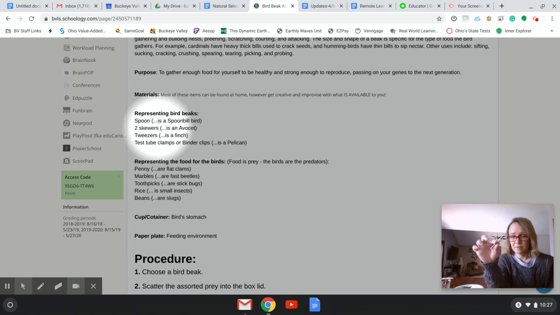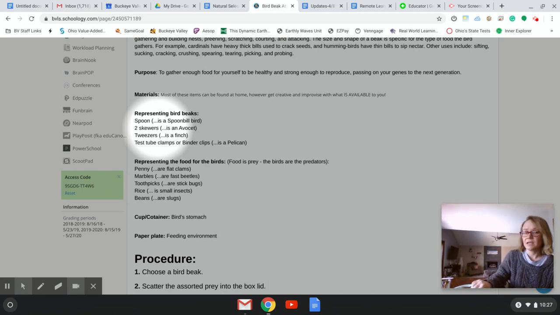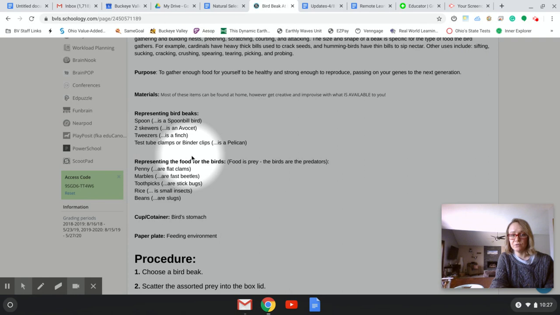Tweezers. Maybe go into the bathroom, or if you have a first aid kit, see if you can get some tweezers. These are for a finch. And then the lab would call for test tube clamps, which I do not have at home. They are at school. But maybe you have a binder clip, big ones, small ones, or maybe you have chip clips from your chip bags, something that's clippy like this. Could be your pelican.